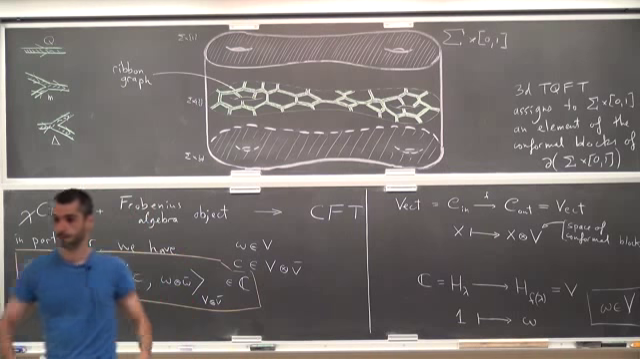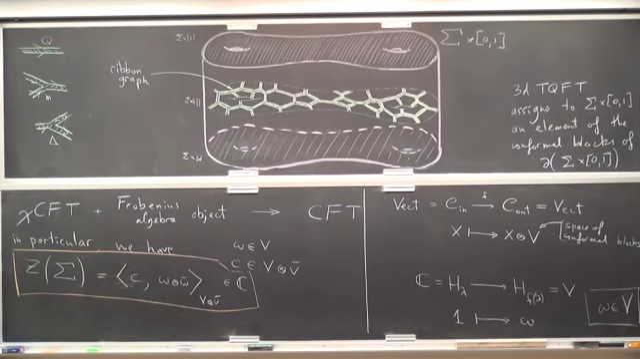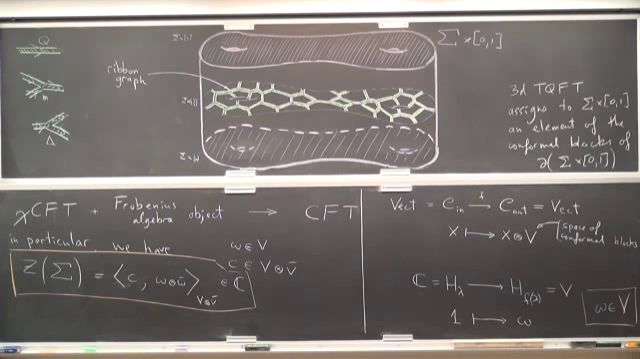Sorry. Yes? Quickly remind me why C in and C out are Vect. We assume, I just don't remember. Okay.